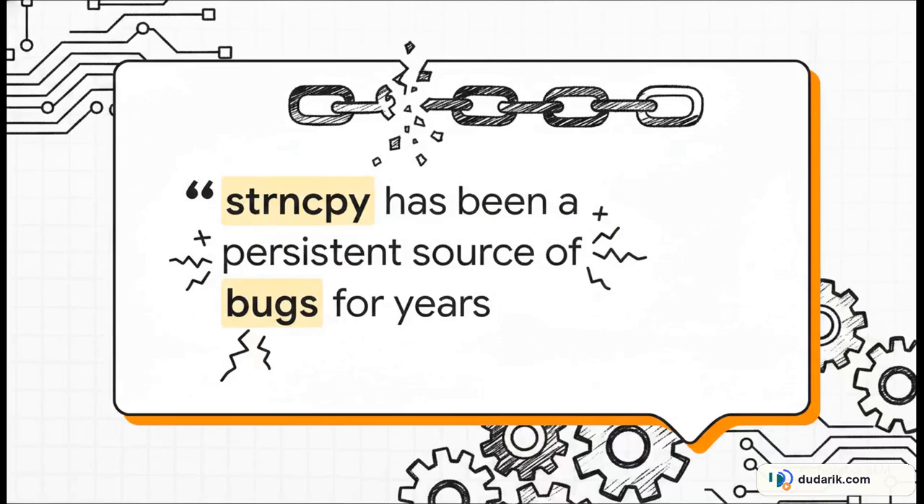So why go through all that trouble? Well, this quote from Michael Larabel at Phoronix really hits the nail on the head. He notes that strncpy has been a persistent source of bugs for years. And honestly, when you're dealing with the absolute foundation of modern computing, an operating system that runs everything from your smartphone to massive enterprise AI clusters, leaving a dangerous, outdated API just sitting there unchecked was simply no longer an option for the kernel maintainers.